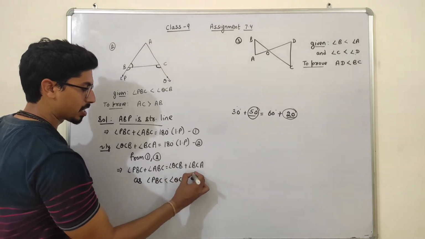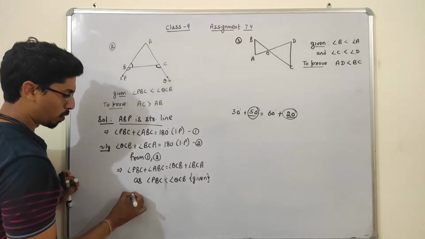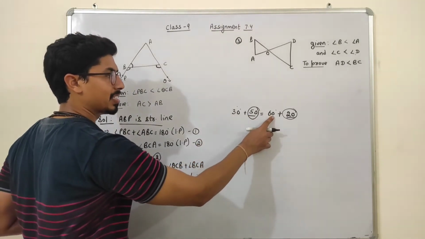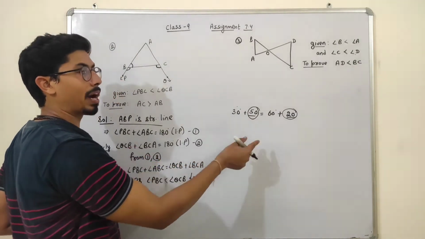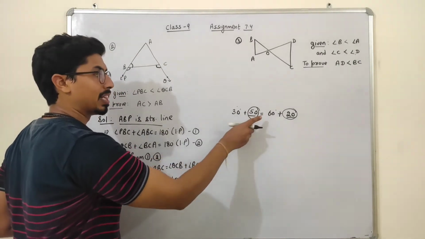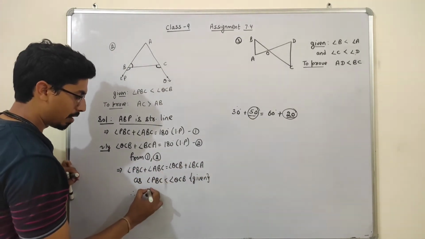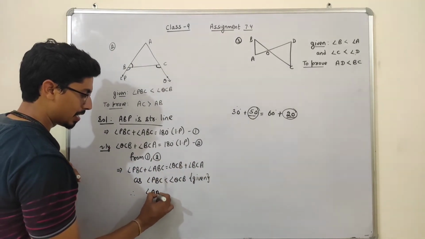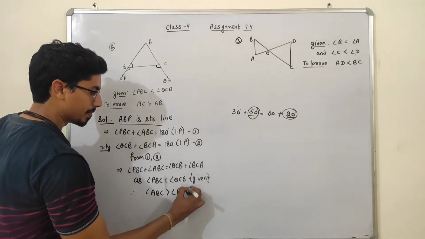So therefore, I can say that as angle PBC is less than angle QCB, it is given in the question. Therefore, this angle is smaller than this angle, but both of these are equal, so to make them equal, this angle is greater than this angle. This angle means ABC. Therefore, angle ABC is greater than angle BCA.